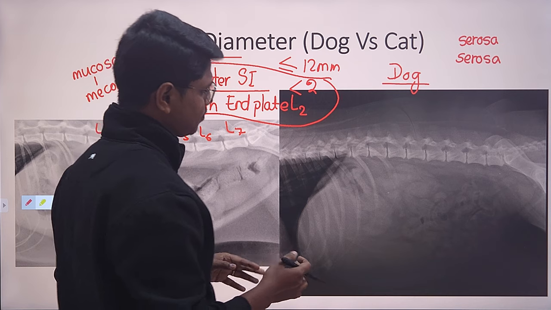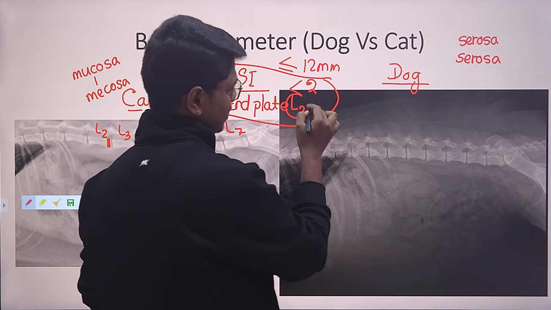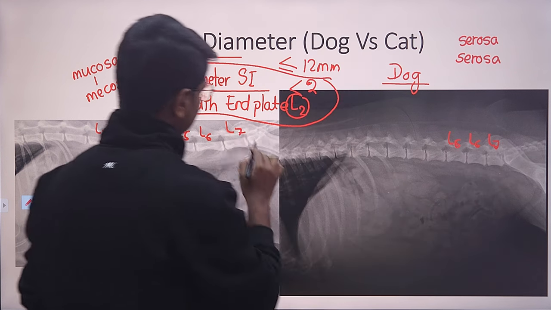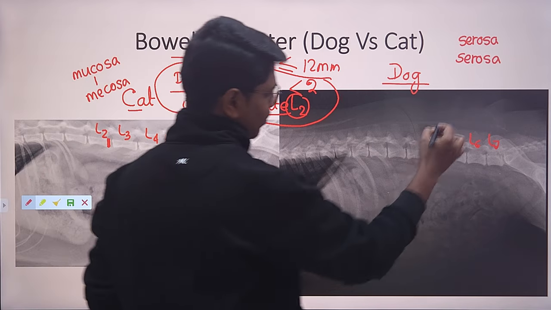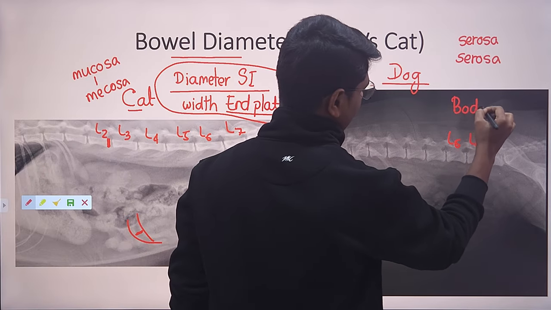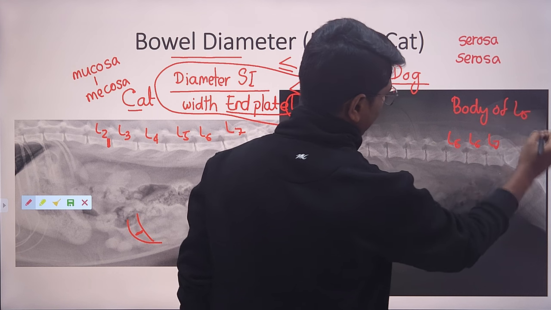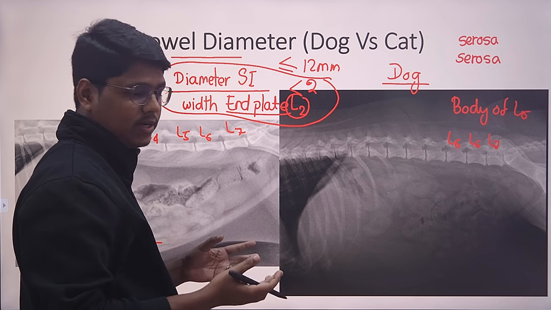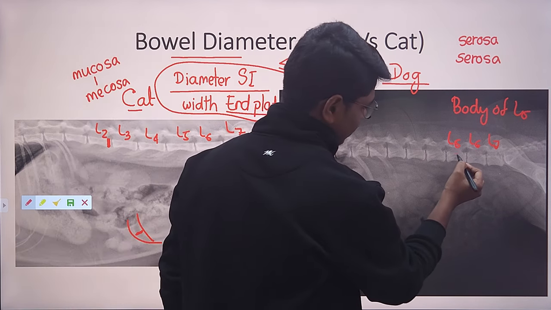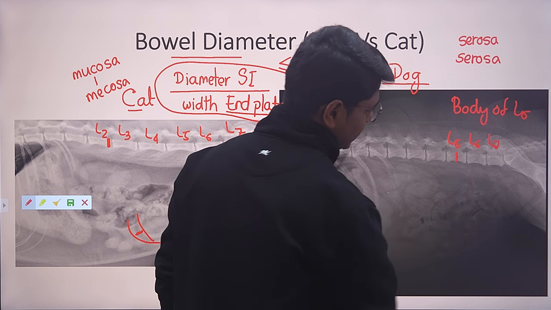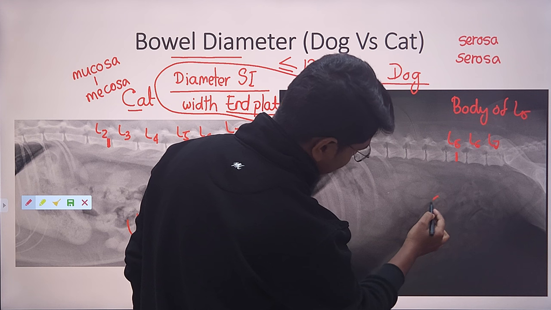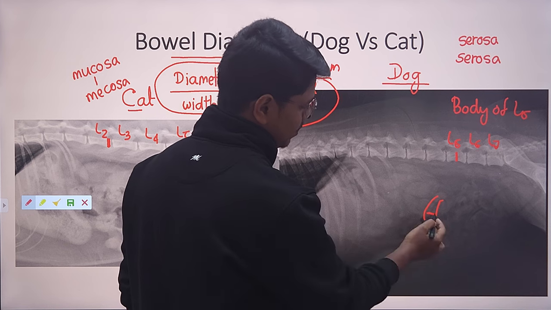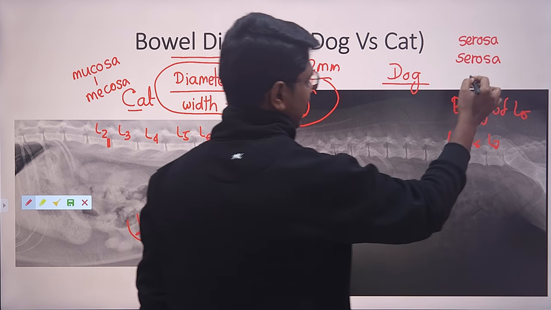Similarly, in the case of a dog, where in the cat the reference was L2, here the reference is L5. This is L7, L6, L5. Here you see the end plate of L2, but here it is the body of L5. The ratio of the diameter of the small intestine to the width or height of the body of L5 is measured, this being the body, the midpoint actually. Again, you have to find a gas-filled intestine and take serosa to serosa. The ratio of this height to this height should be less than 1.6.